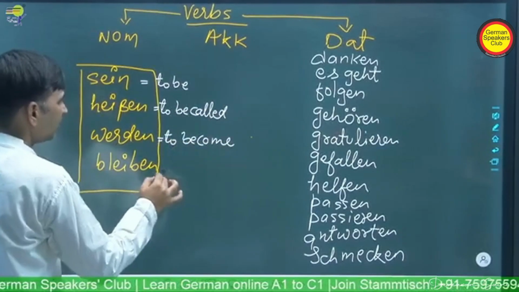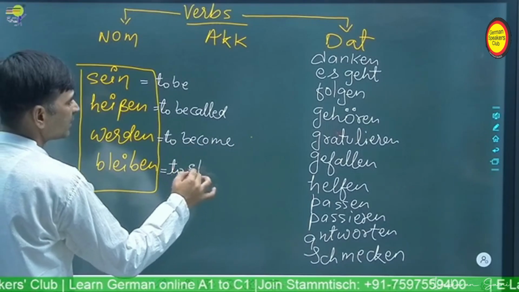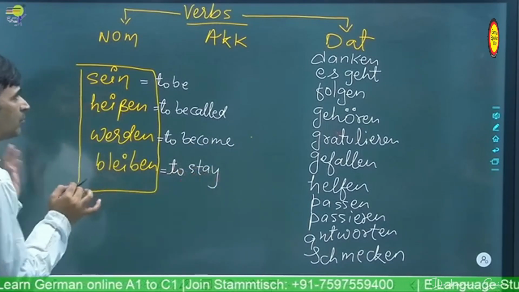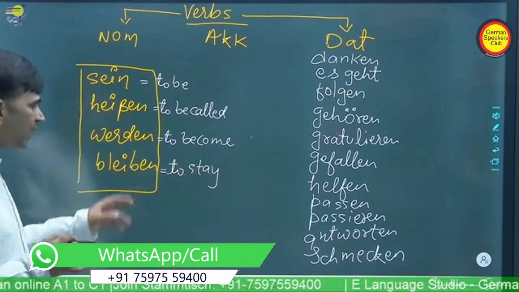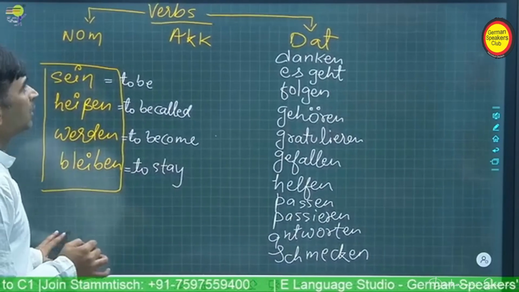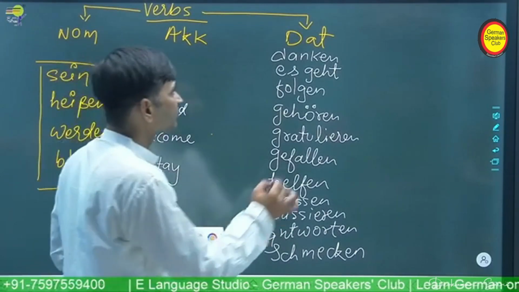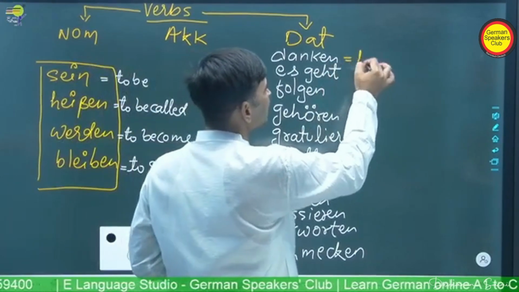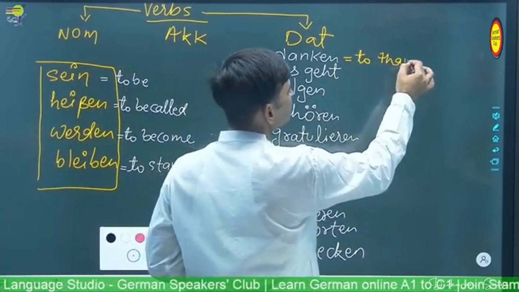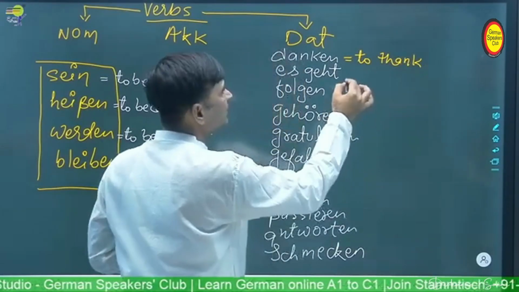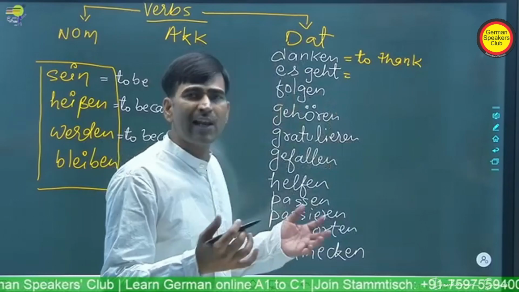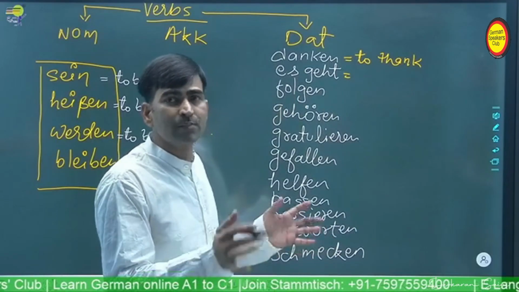So sein means to be, heißen means to be called, werden means to become. We'll conjugate them later on, don't worry about it. Bleiben means to stay. How they are going to be used, I will let you know later. But for the moment, learn these four verbs, and the dative ones also you have to memorize. I'll tell you what they mean.